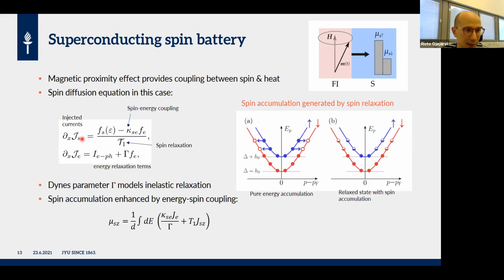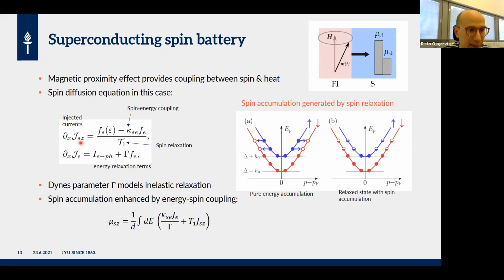So you inject spin current and some energy current from the ferromagnetic insulator. Let's talk about the energy current first. This energy will then relax to different sinks. So it can relax to the lattice by electron-phonon interaction. Or for simplicity, we also use this Dynes parameter to model the inelastic relaxation. So this is just some arbitrary source or arbitrary sink of energy then.